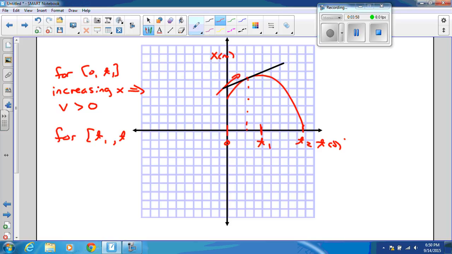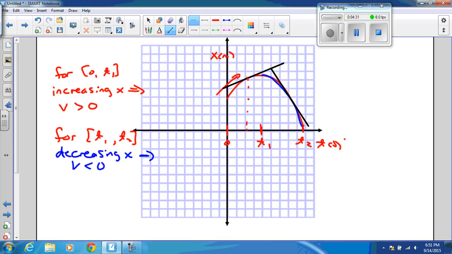And likewise, for t's between t1 and t2, you can see that the position from here to here is going down. And as a result, when I put a tangent line to that curve, that tangent line will have a negative slope for any time between t1 and t2. So a decreasing x, which is what we have here, means that my velocity is going to be negative.